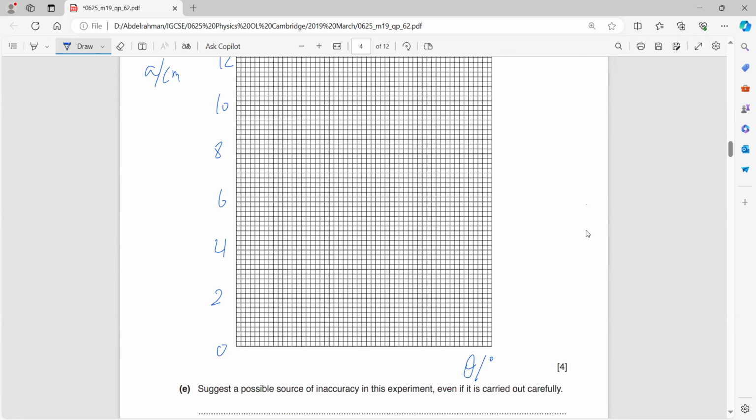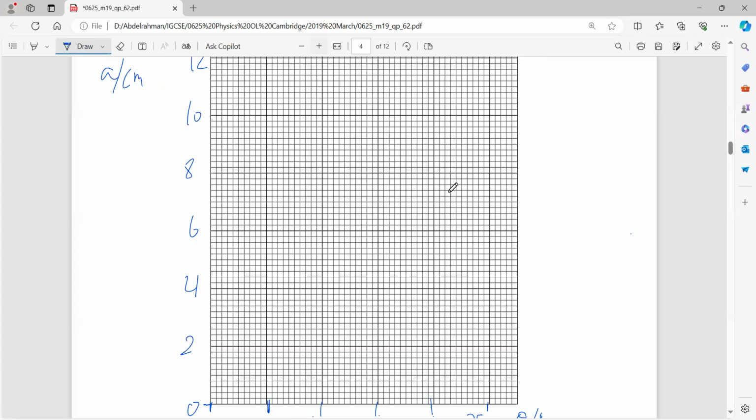For theta: 5, 10, 15, 20, and 25. You can start from 0 as well. It's not a must, but you can. Let's push the theta a little to the right. Yeah, let's zoom in and start plotting the points.